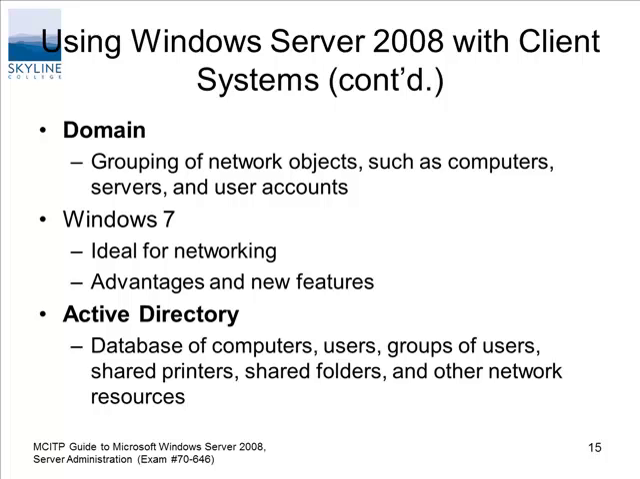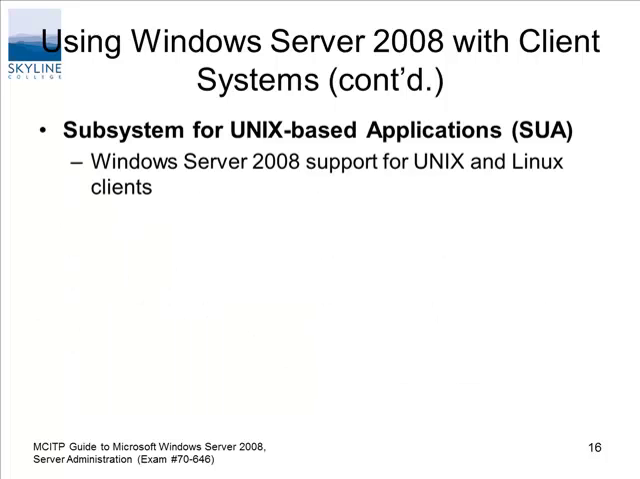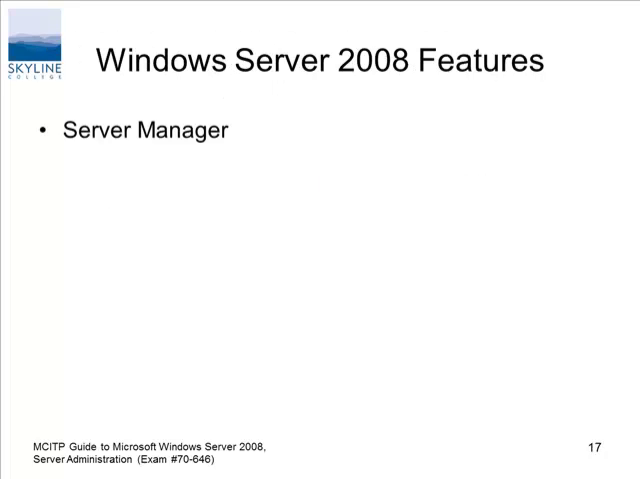Active Directory is the thing that controls what you have access to. Can you get onto the network, and then once you get onto the network, what do you have access to? The subsystem for Unix-based applications is available to support Unix and Linux clients, makes them more compatible with this thing.